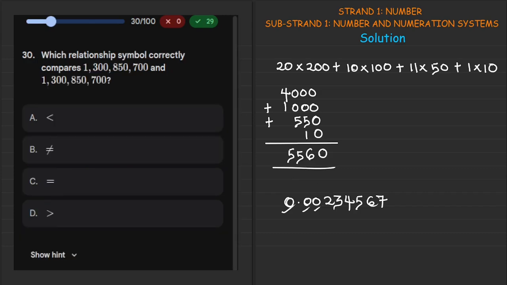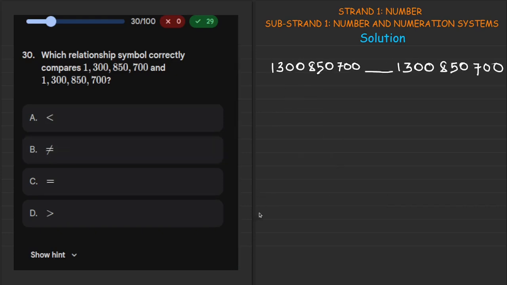Question number 30. It says, what relationship symbol correctly compares these two digits? So we are actually comparing. We have said earlier on that if we want to compare digits, we need to first of all count the number of digits. So let's see if they are the same. 1, 2, 3, 4, 5, 6, 7, 8, 9, and 10. 1, 2, 3, 4, 5, 6, 7, 8, 9, and 10. They're actually the same, right?